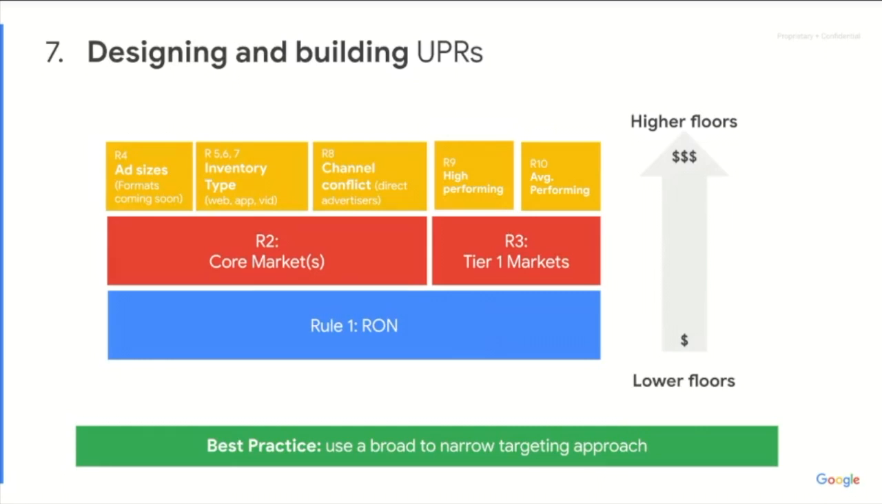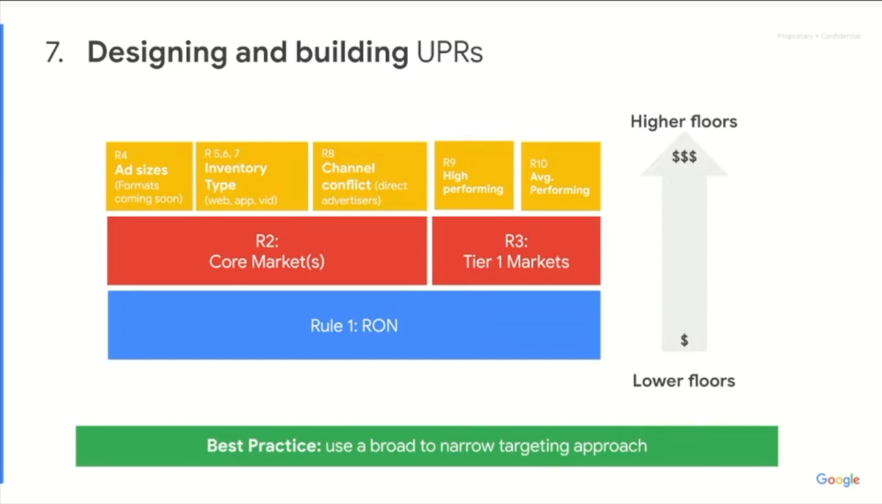On the right hand side, I wouldn't go much deeper. Again, we don't want to be too prescriptive here. It's entirely up to you. But for your tier 1 markets, maybe segment your inventory into high performing and average or low performing inventory and have two separate rules in place for them. But really you want to focus on your core market or markets where the majority of your traffic and users are coming from. And this is where you should go a little bit deeper.